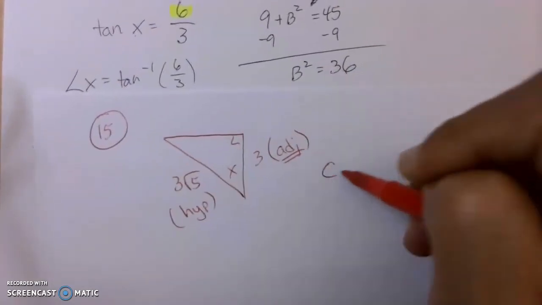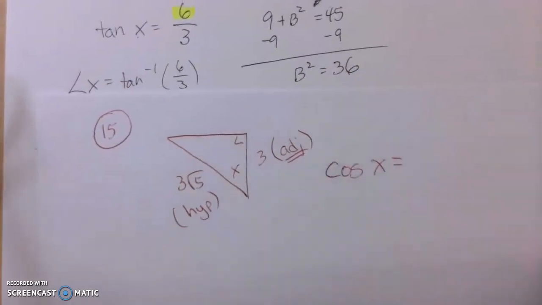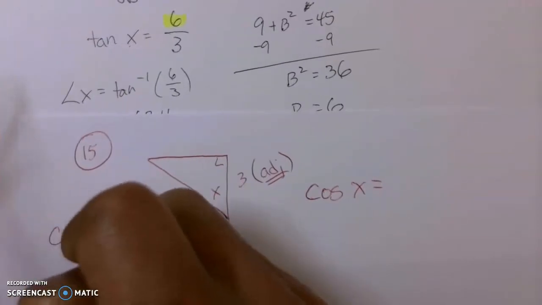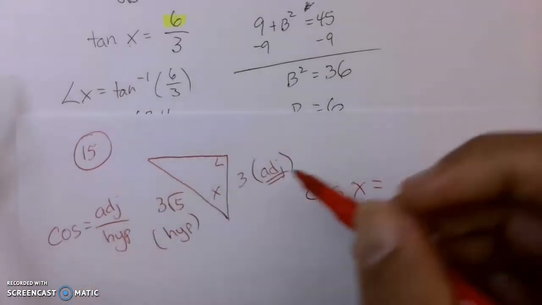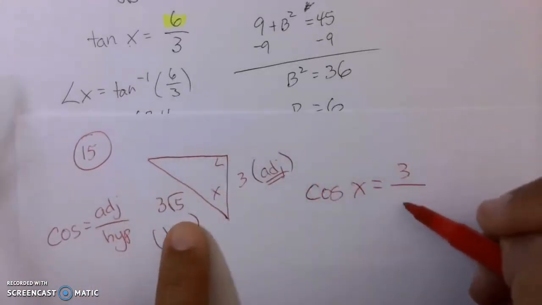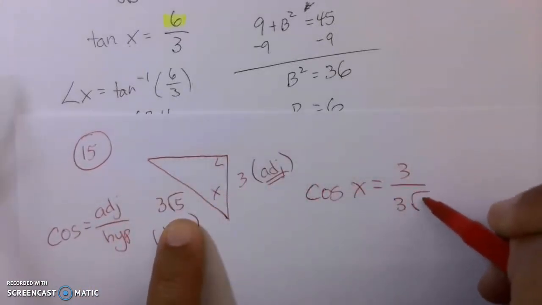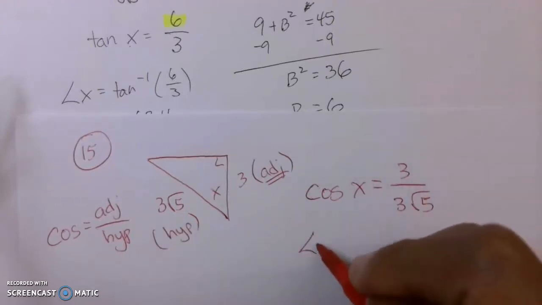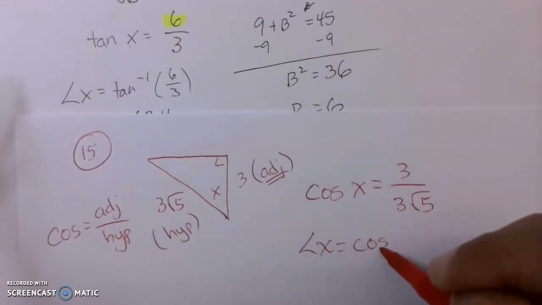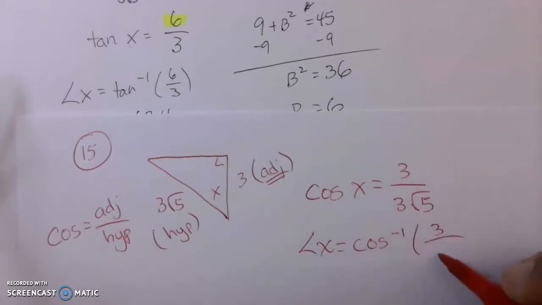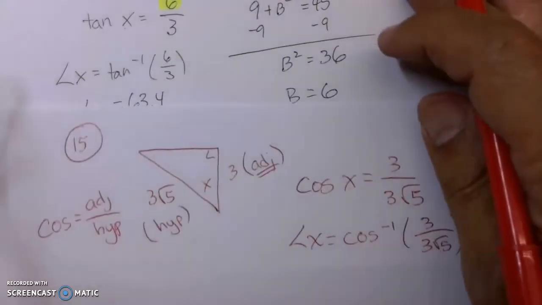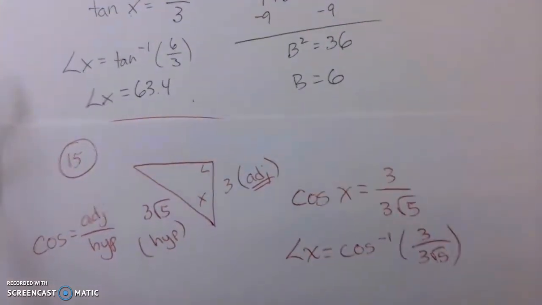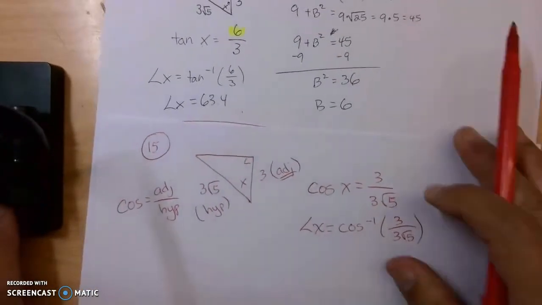We would say cosine of the angle is equal to, now cosine actually stands for, and we will learn this in the future, adjacent over the hypotenuse. So the adjacent number is 3, the hypotenuse number is 3 radical 5. If we do this correctly, we're going to do the inverse cosine because we're looking for an unknown angle, and we're going to punch this crazy fraction into the calculator, and I should get the same answer, 63.4 here, as we did with the tangent button.